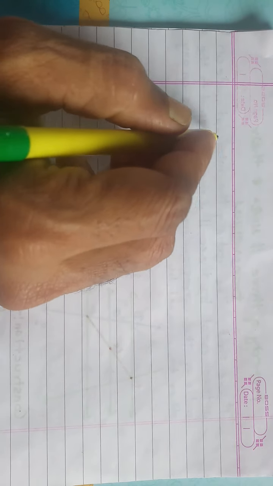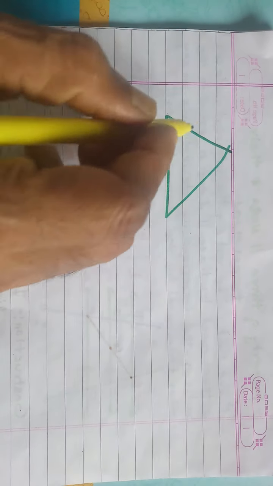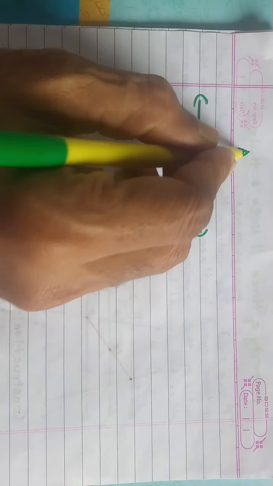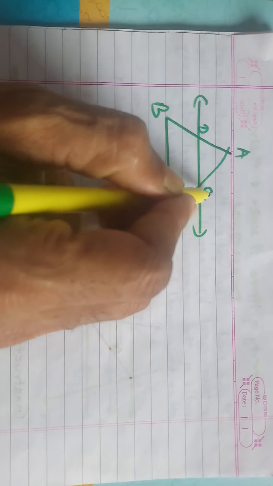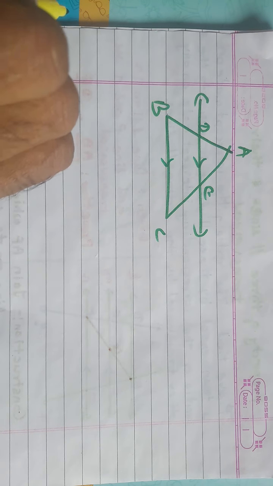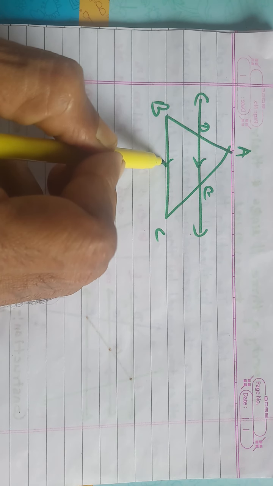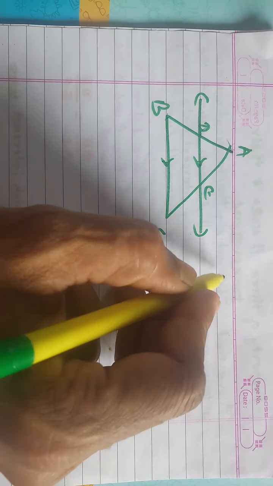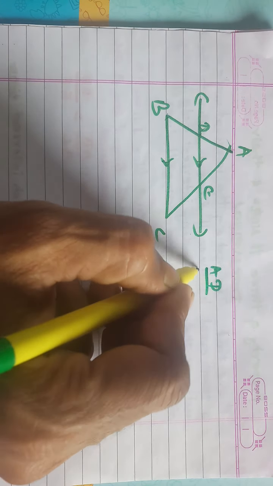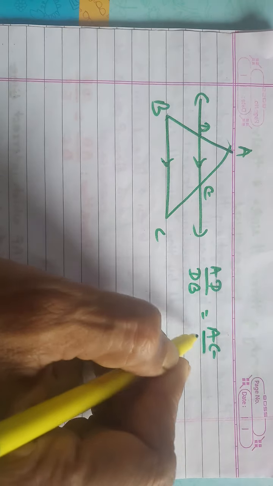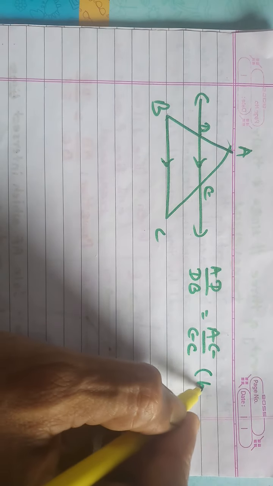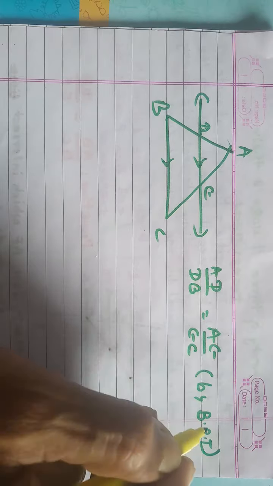Before solving practice set 1.2, we will just go through the properties or theorems which we learned earlier. The first theorem which we learned is BPT. In triangle ABC, if DE is parallel to BC, if two lines are parallel, then the ratio of these two segments are equal. That means AD upon DB is equal to AE upon EC. It is by BPT, first theorem.